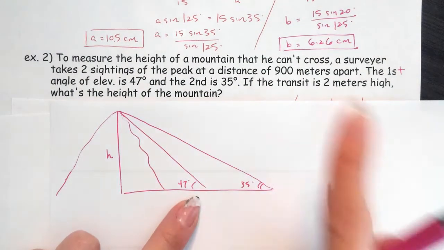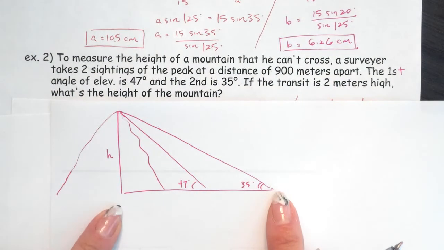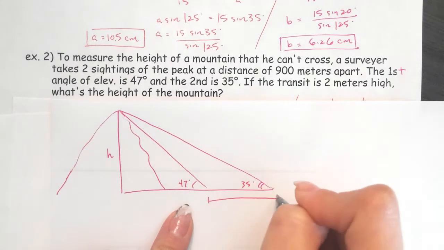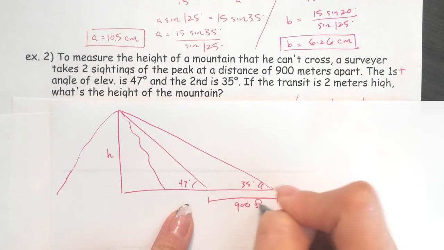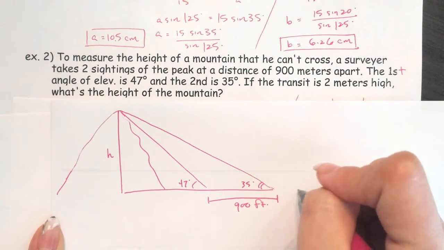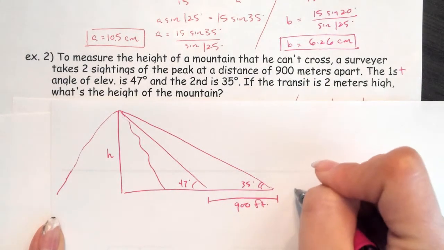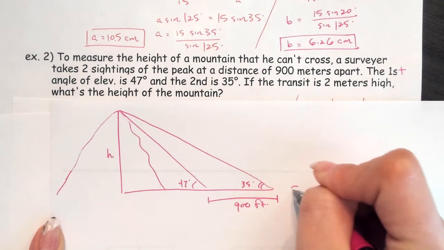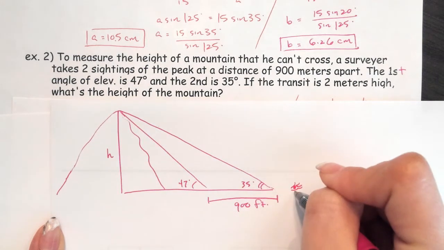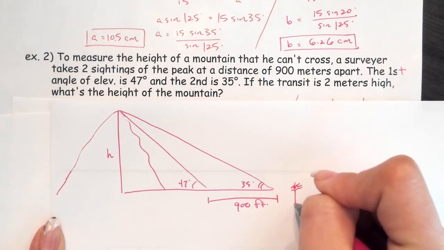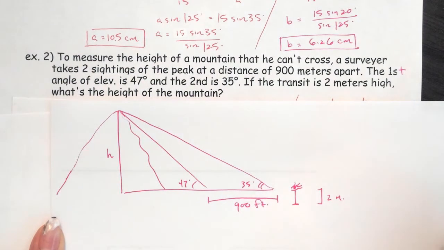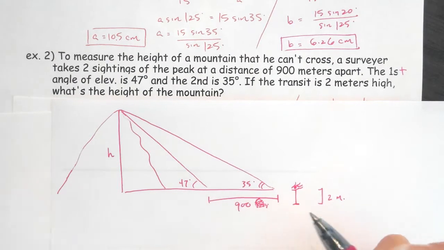Okay? 900 meters apart. So is this 900? No, these are 900. So this is 900 meters. Okay. And then what about the transit? Oh, this is the transit. Remember, you stick something into the ground. So this is where your eye is looking. This is a creepy eye. But this is where your eye is looking, and it's on this pole in the ground. And this is 2 meters high. Oh, 900 meters, sorry. Okay, so this is why I have scratch paper here.